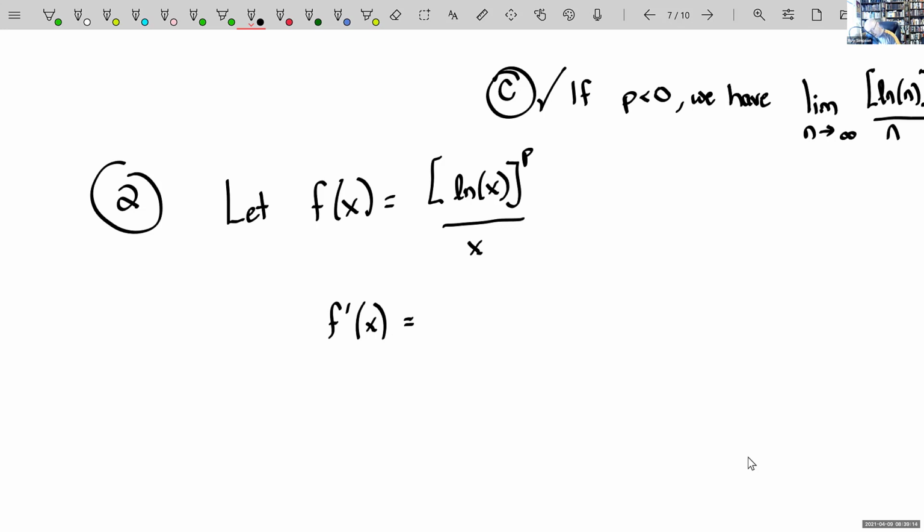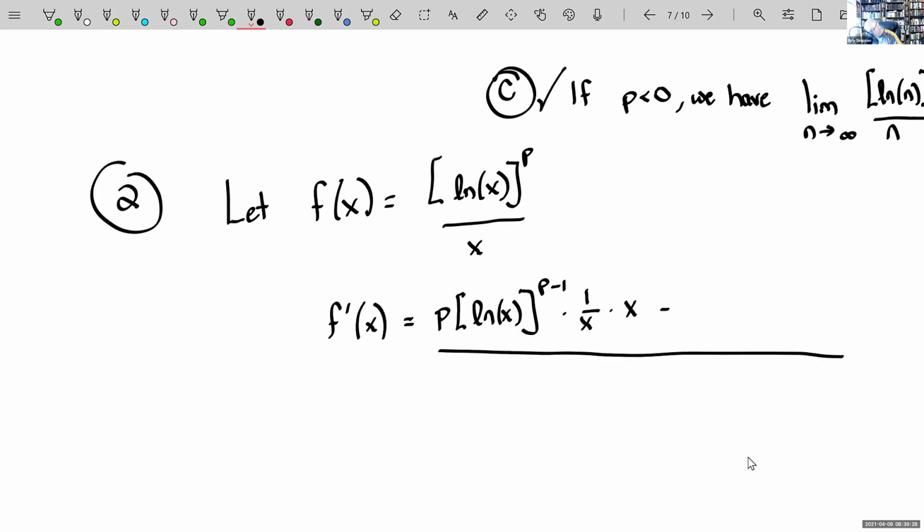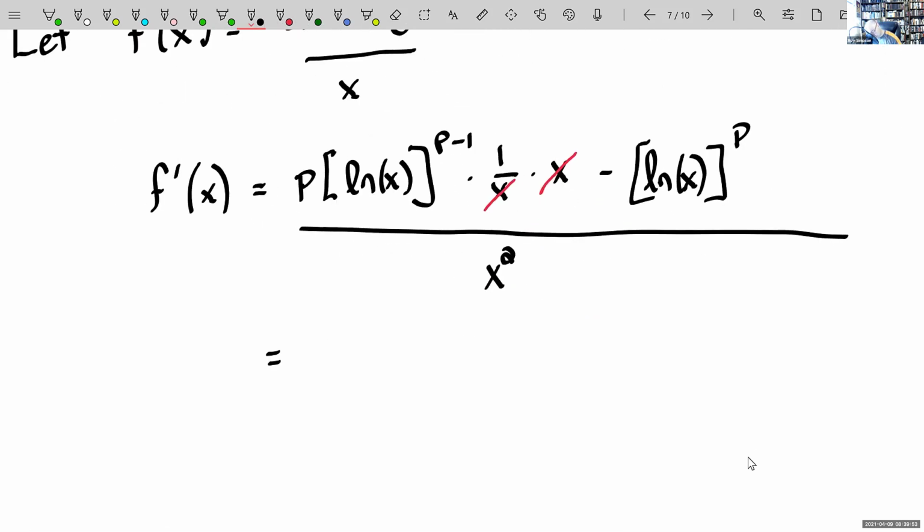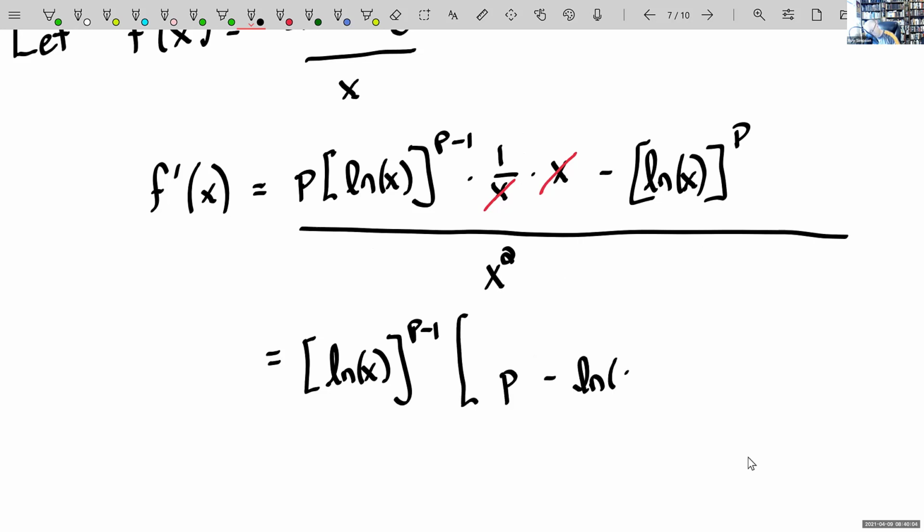So I need to take its derivative, f prime of x. Well, that is going to be, by the quotient rule, p times the natural log of x raised to p minus 1 times 1 over x, because by the chain rule, and then multiply that by the denominator, minus the numerator times the derivative of the denominator, which is just 1, over the denominator squared. Now, if you take a look at this, these x's cancel beautifully, and I can factor out a natural log of x to the p minus 1. So I'll write the natural log of x to the p minus first power. And when you factor that out of the numerator, you're left with p minus the natural log of x.